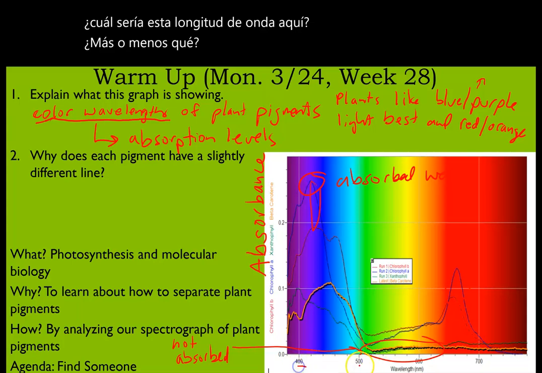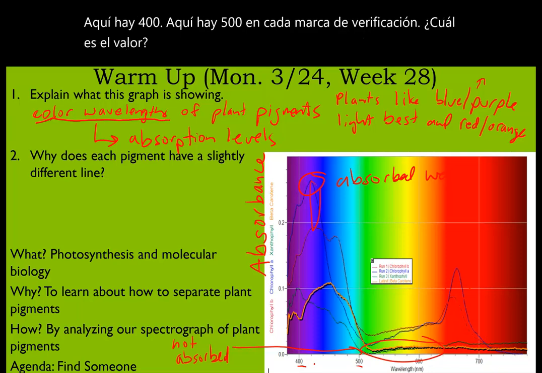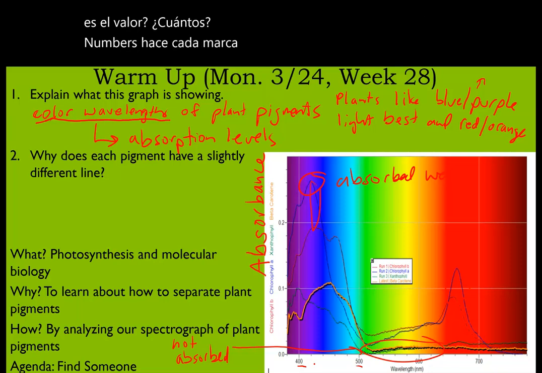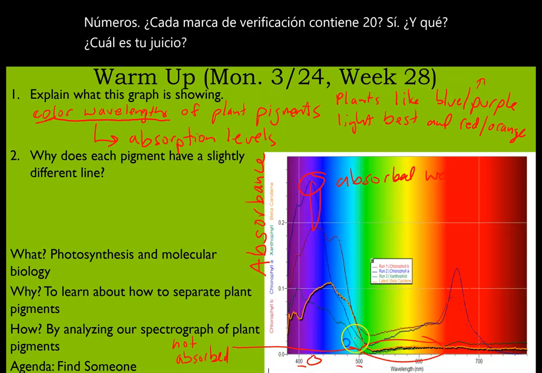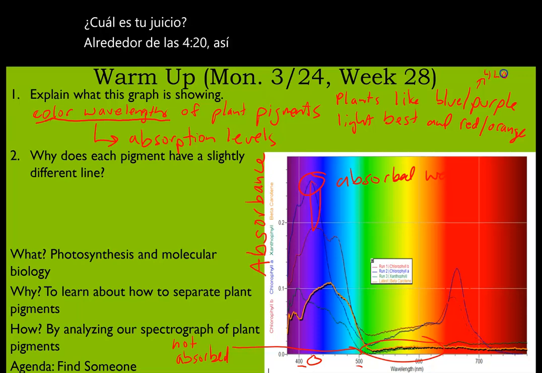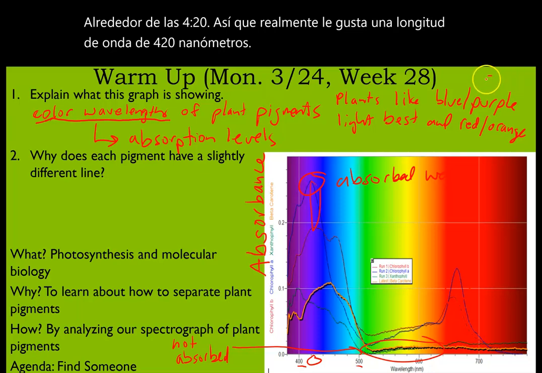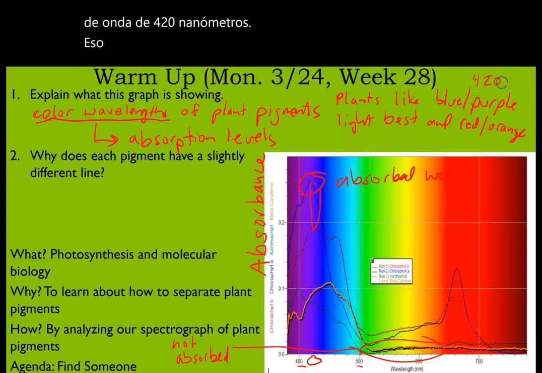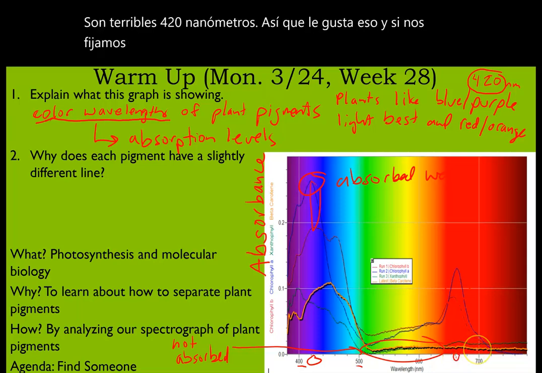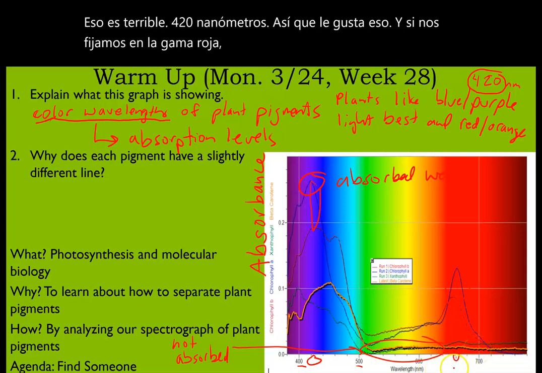Here's 400, here's 500. Each tick mark, what's the value? How many numbers does each tick mark contain? 20. Yeah. So what's your judgment? About 420. So it really likes about 420, a wavelength of 420 nanometers. So it likes that. And if we kind of look at the red range, we're looking at this. So what would that be?